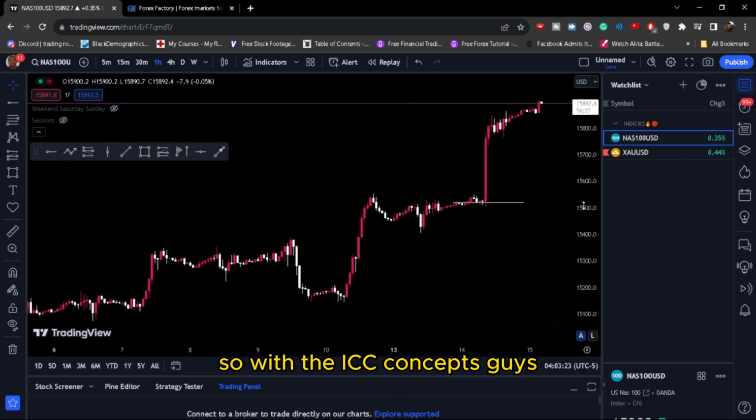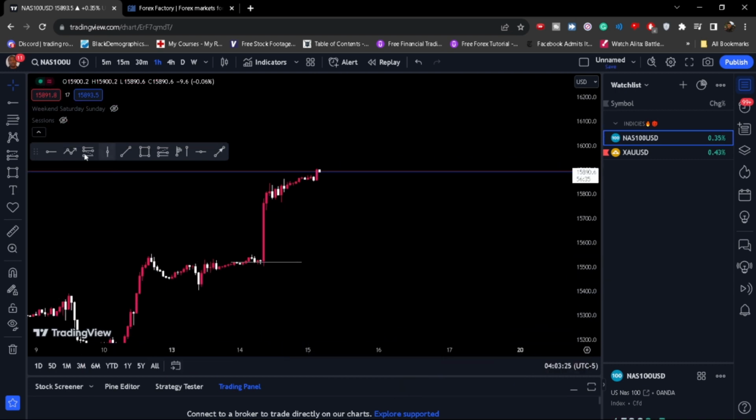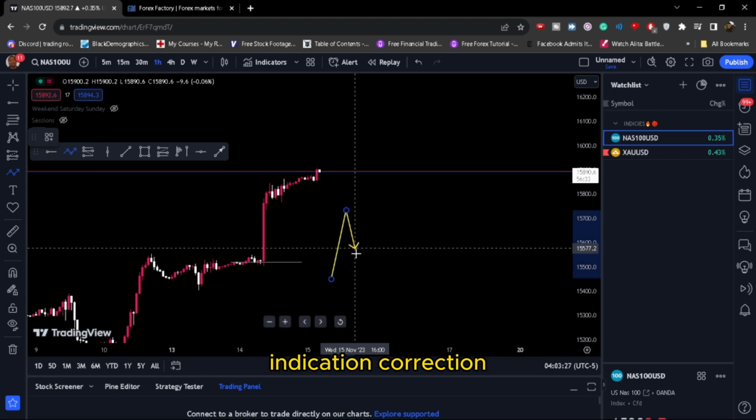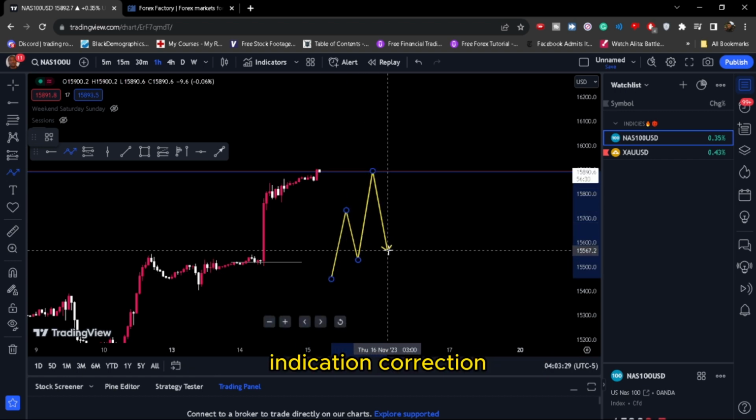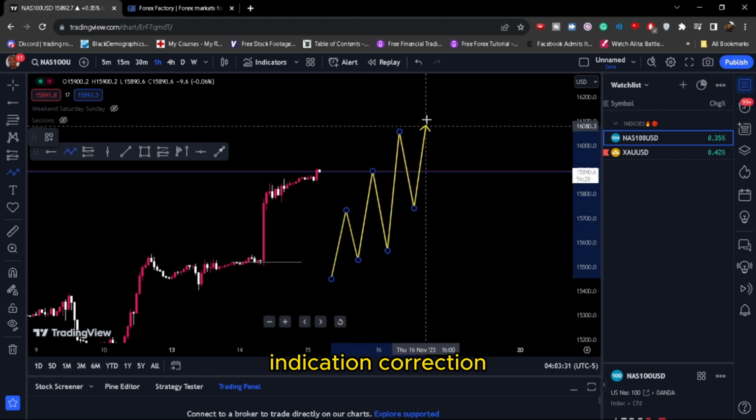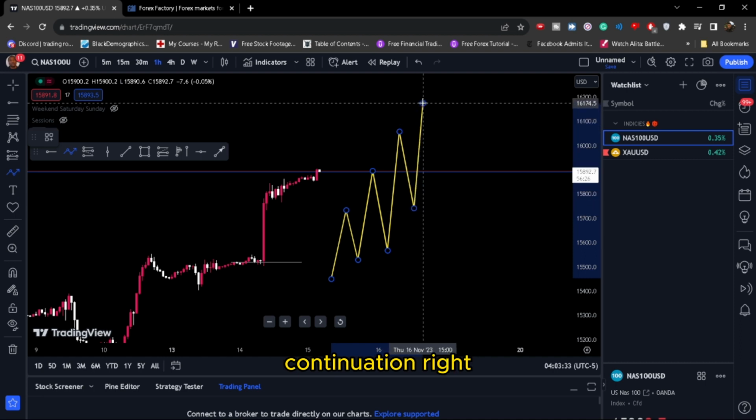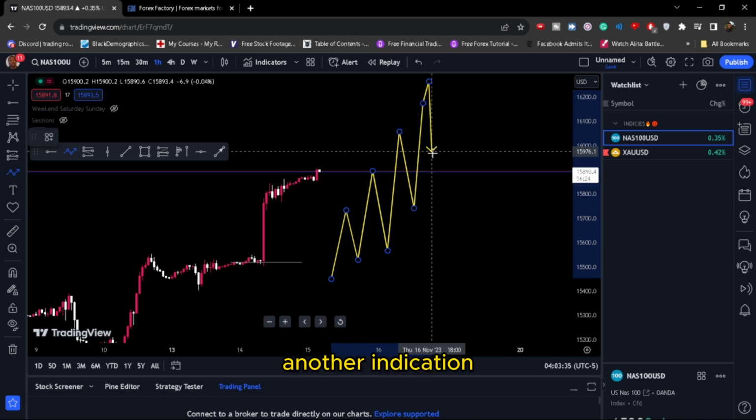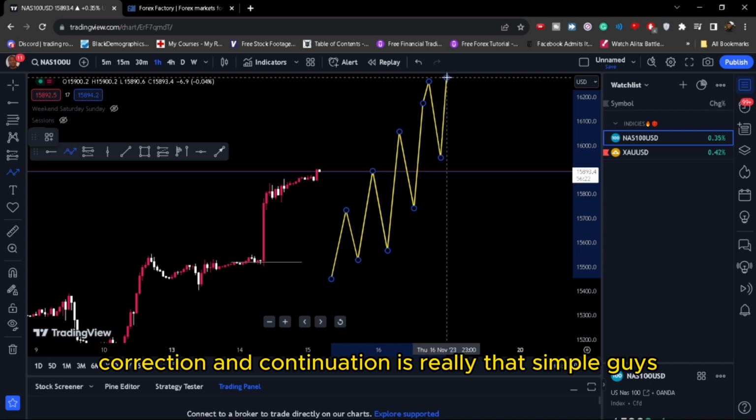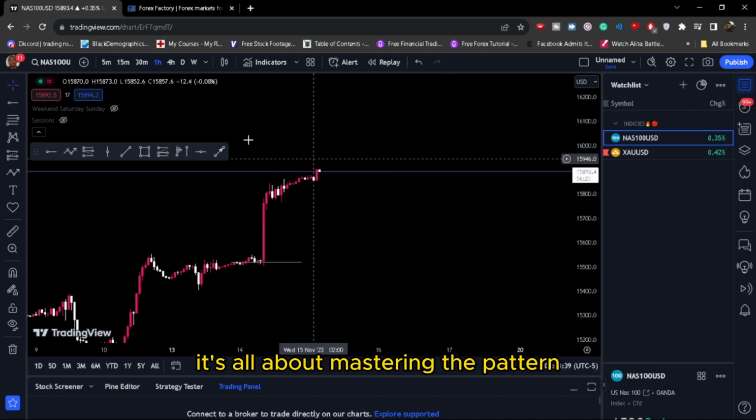So with the ICC concepts, guys, it's basically indication, correction, continuation. Indication, correction, continuation. Another indication, correction, then continuation. It's really that simple, guys. It's all about mastering the pattern.